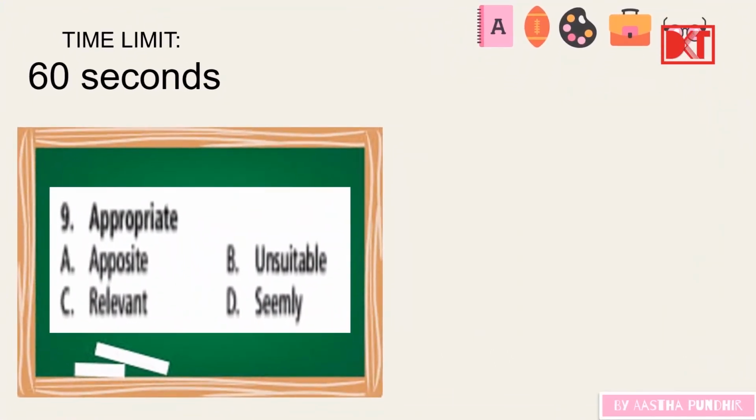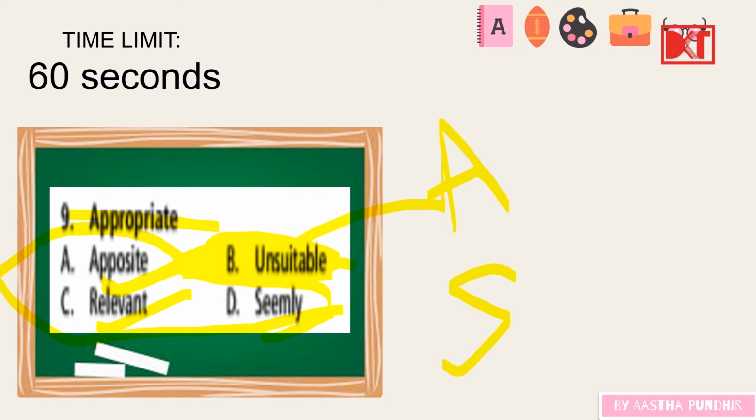Okay, here we have appropriate. The options are apposite, unsuitable, relevant, and seemly. So here appropriate is something that is suitable and proper for the situation. So the antonym would be unsuitable, that is not okay and not relevant for the situation. The others, apposite, relevant, seemly, are appropriate for the situation. All these could be synonyms, whereas unsuitable is an antonym.